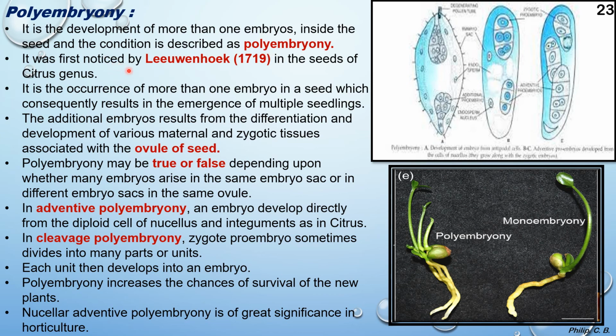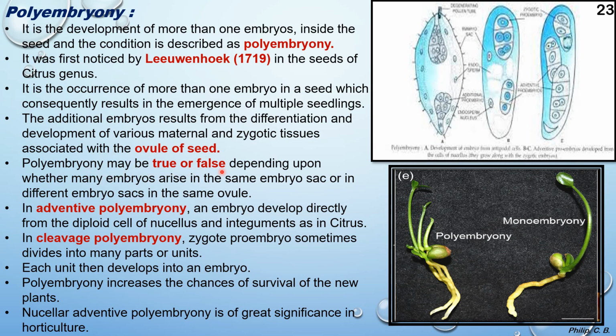It was first noticed by Leeuwenhoek. Now all of you know Leeuwenhoek, Anton von Leeuwenhoek, the scientist who found the first microscope, in the seeds of the citrus genus. It is the occurrence of more than one embryo in a seed, which consequently results in the emergence of multiple seedlings. So many seedlings are formed. The additional embryos result from the differentiation and development of various maternal and zygotic tissue associated with the ovule of the seed.